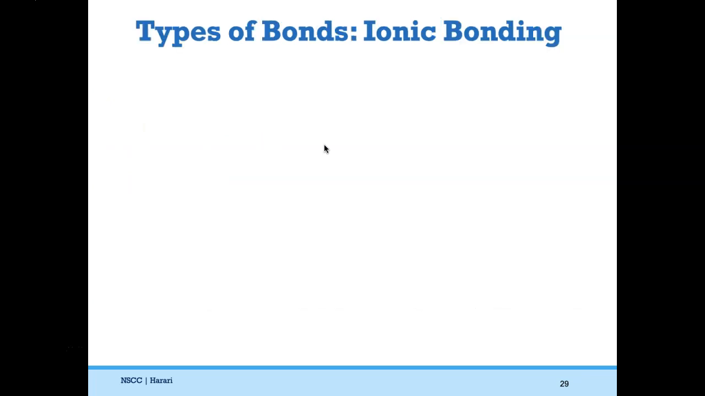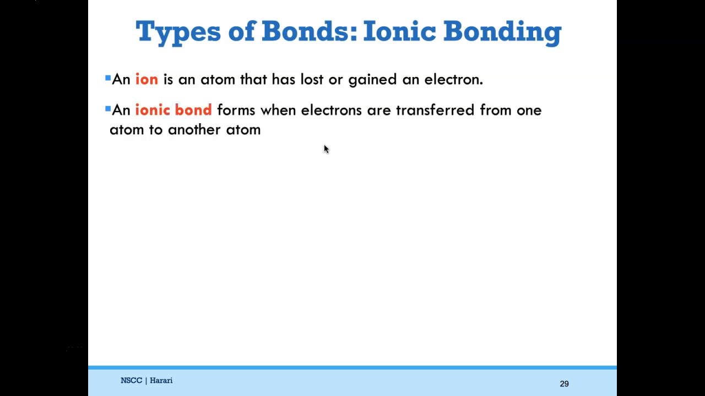Let's start by talking about ionic bonds. So an ion is an atom that has lost or gained an electron. So ions can form ionic bonds. And an ionic bond forms when electrons are transferred from one atom to another.